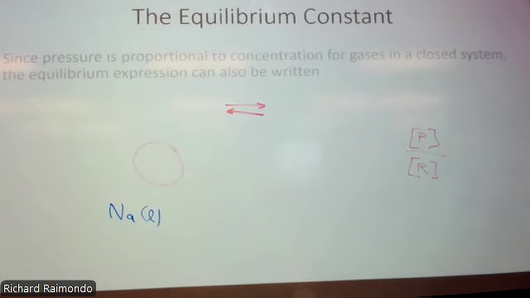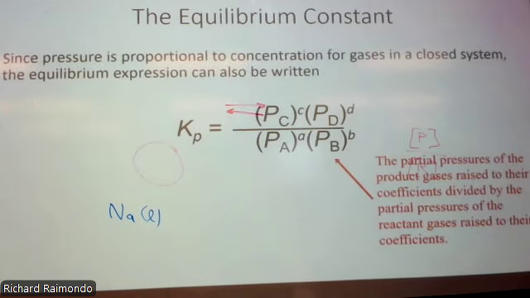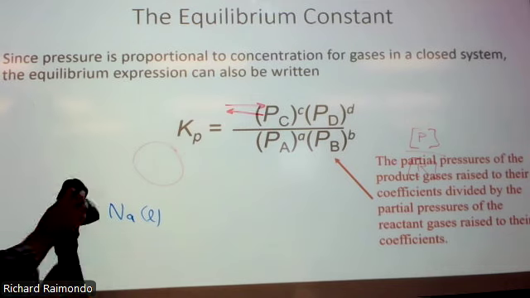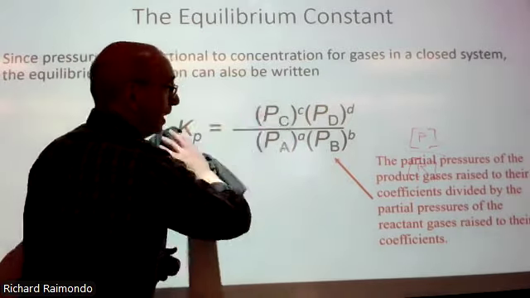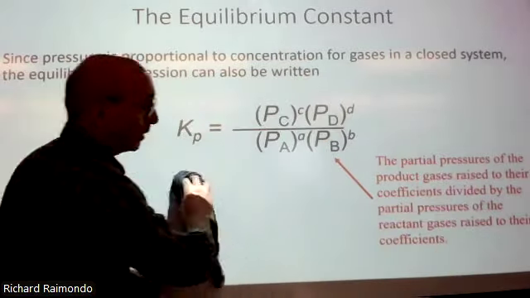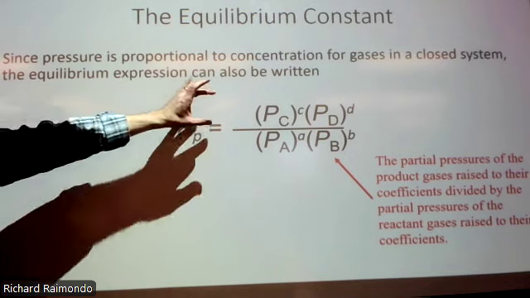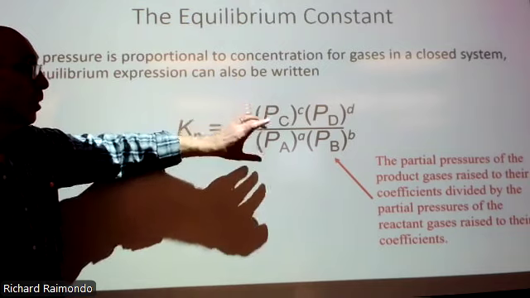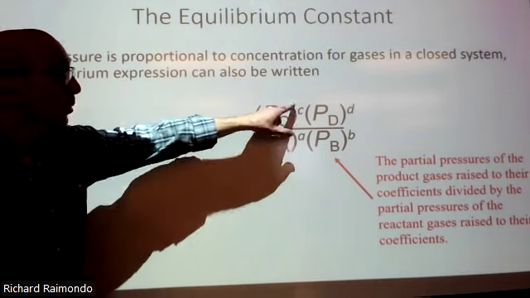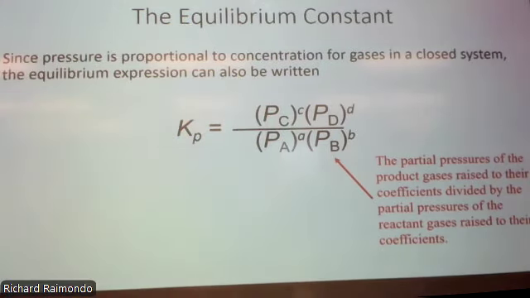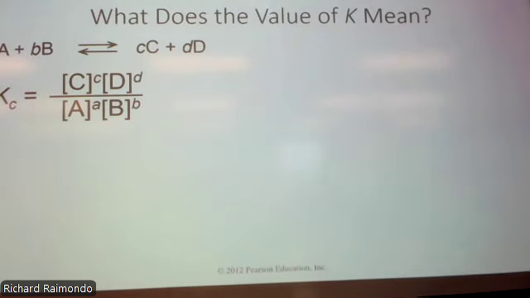All right, so we did that. We talked about K sub P, which is basically the same idea, except with partial pressures of gases. This works when you have reactions that have gases in them. And again, it's that ratio of partial pressures of products to partial pressures of reactants raised to their coefficients. We'll see a little bit of that later, but we're going to stick with K sub C for the most part.